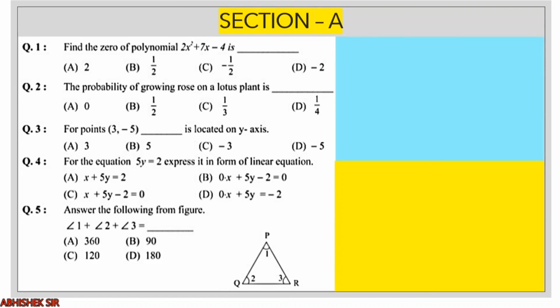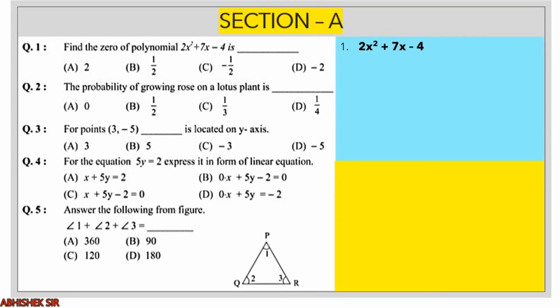First question is find the zero of polynomial 2x square plus 7x minus 4. So here we are going to use the splitting the middle term method and we will find out what is the zero. Alternate method is that you can put all the values one by one instead of x and you will get the answer, but this one which I am solving will be more easy.